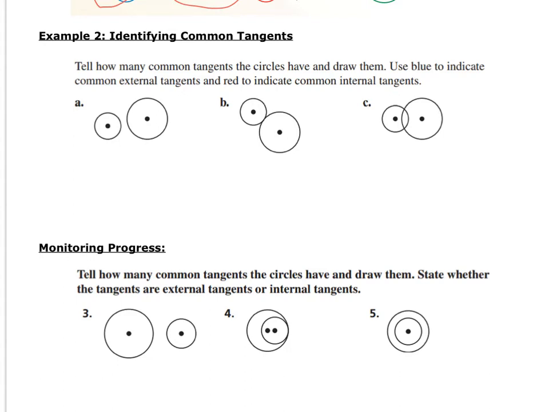For instance, I'll go ahead and use my blue since I have blue. If I had that right there, there's one tangent line. And there's another example. It's touching right there, and it's touching right there. And that would be it. And so, if you don't have a colored pen, you could write the letter E for external. There's two external tangents.